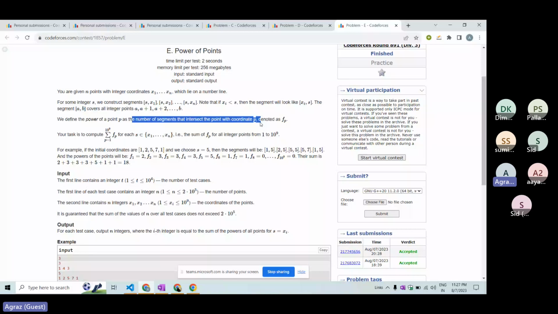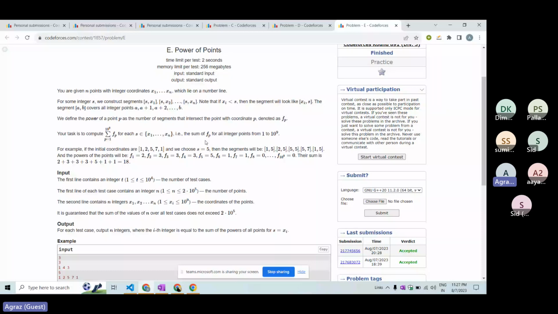So my task is to compute, for all integer points from 1 to 10^9, f(p) for each s. Here s is a variable, not a constant. For each s, it represents all the x1, x2 to xn. The sum of these are integers of a type. This line is actually not needed because it cannot exceed again. For example, here the example is wrong.